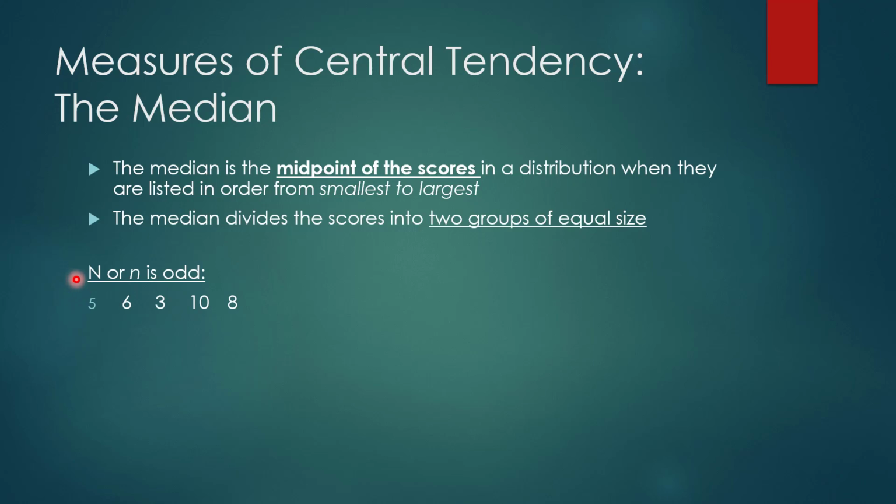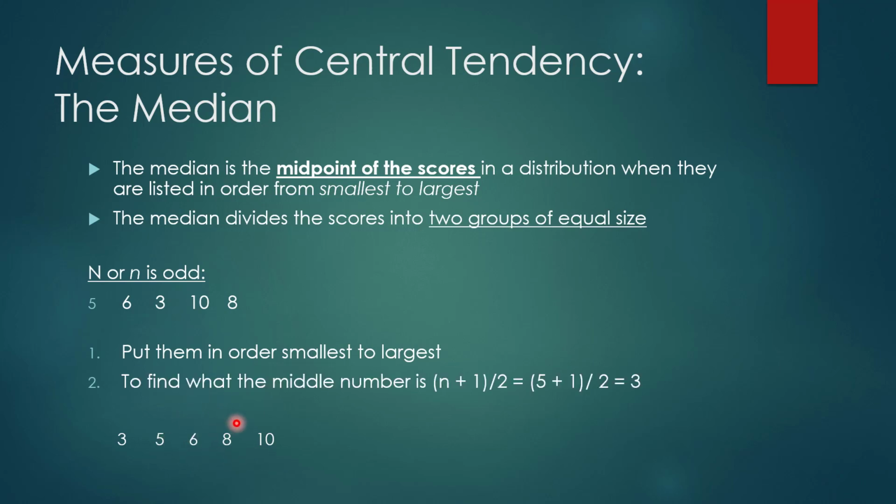If your n is an odd number, you simply put them in order from smallest to largest. Here we have 3, 5, 6, 8, and 10. Then you simply take that middle score. To find what that middle number is, we take n plus 1, divide by 2, and that gives us 3. So we take the third score. Here it's real easy because it's a small data set, but if you have a larger data set, you might need to use that calculation.